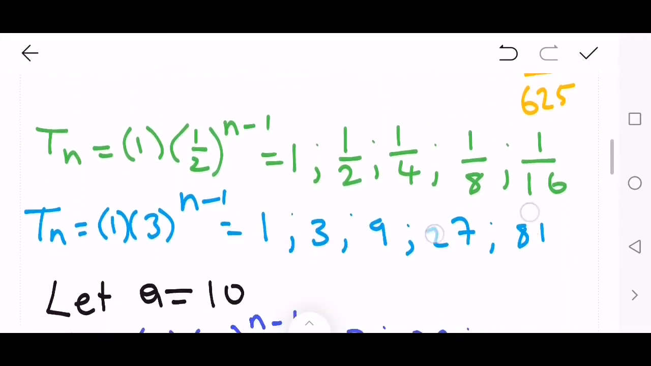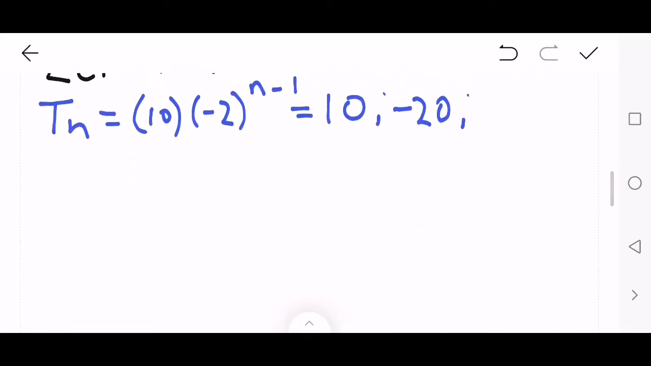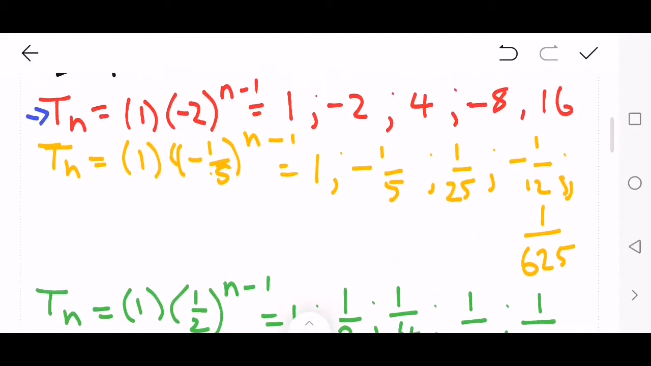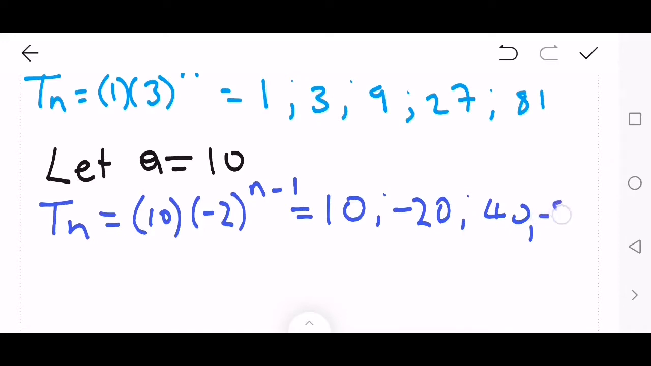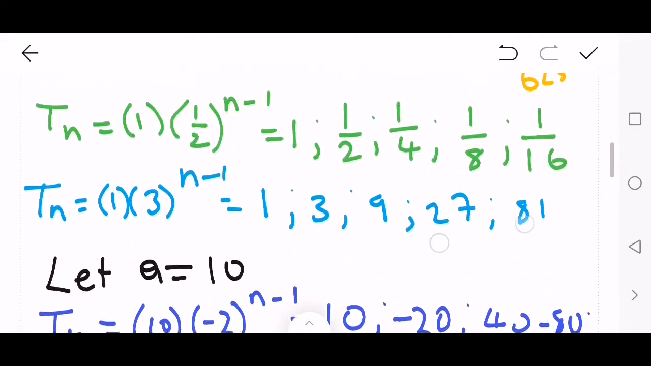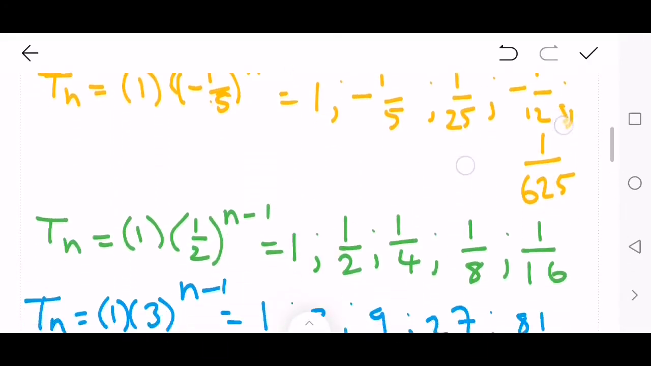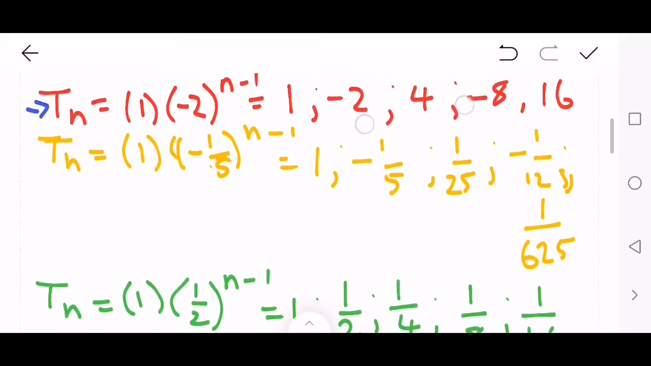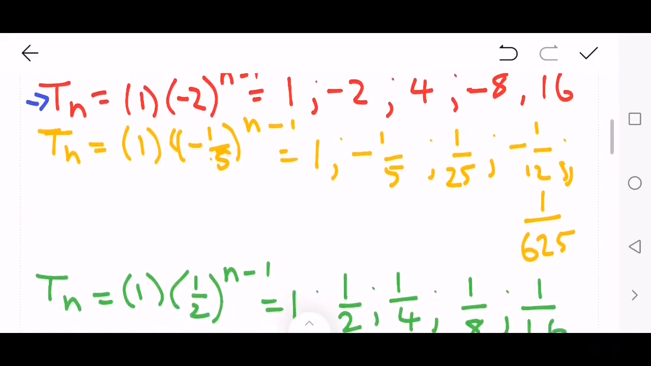The third term will be 40, and the fourth term will be minus 80, and the fifth term will be 160. So let us plot these sequences in the same plane.